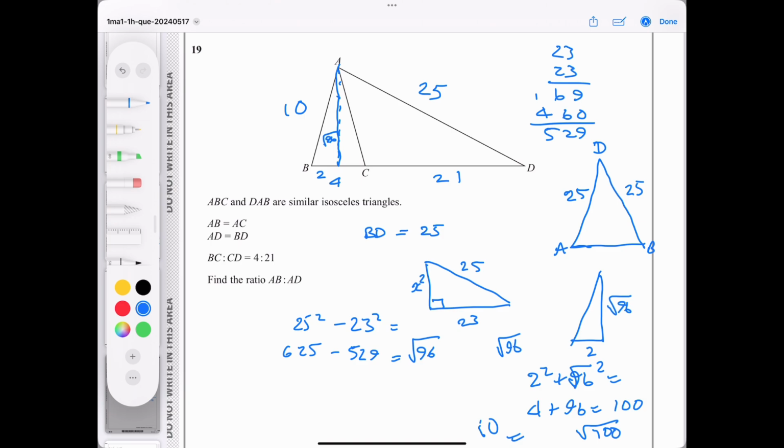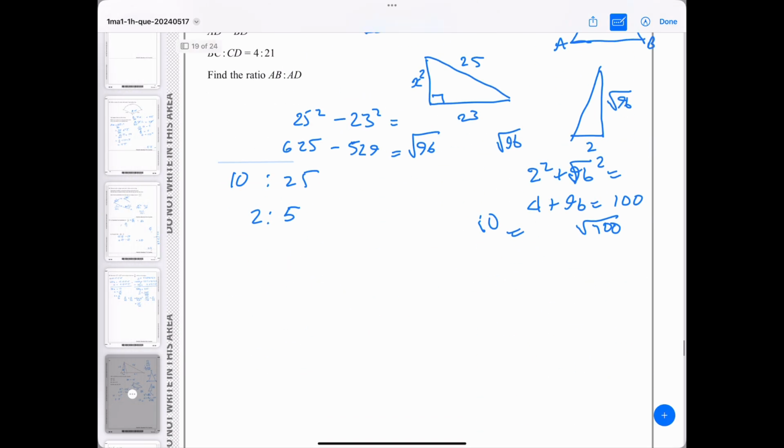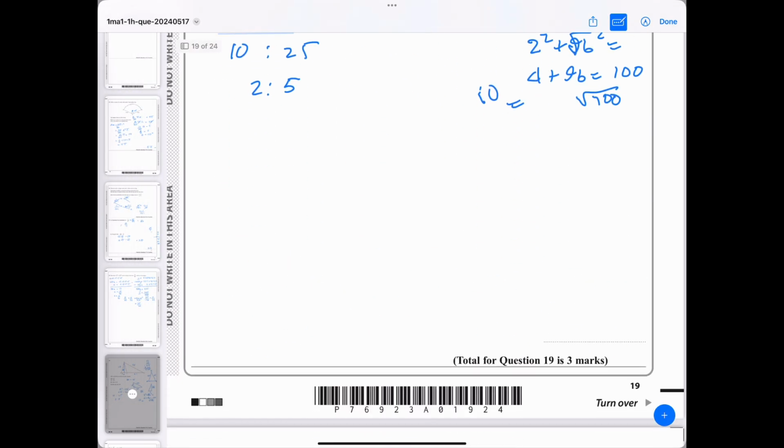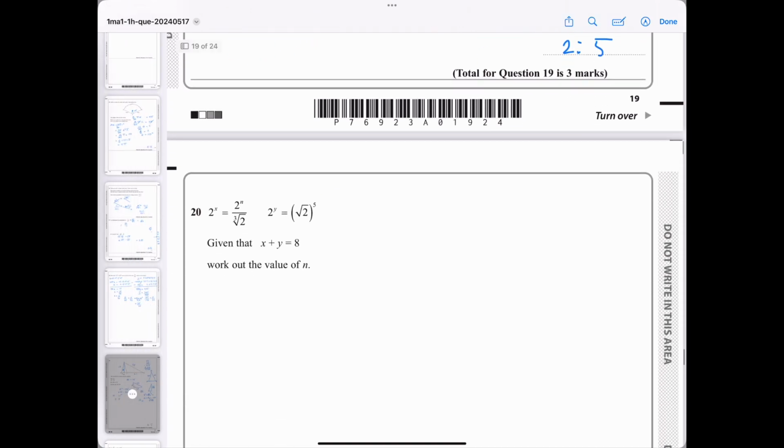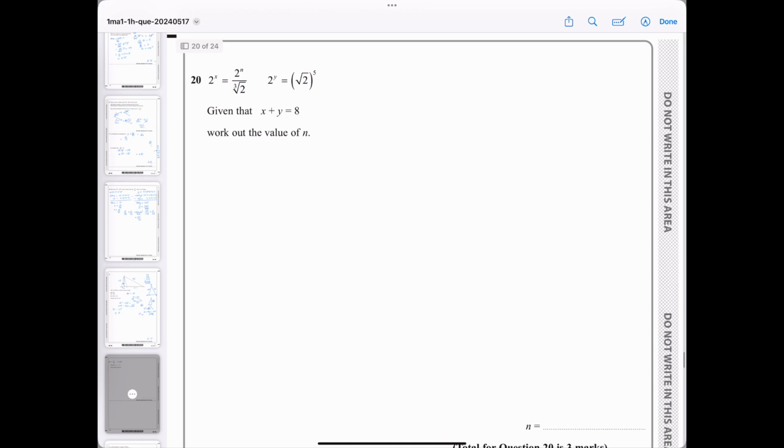So what have I got to find? So AB is 10, and AD is 25, and so it's 2 to 5. And I did actually have to do all that work, and it was only for 3 marks. Now maybe I just missed something there. I'm sorry if I did. I think I've just used too much time. So 1, 2, 3. Okay, I'm going to shush now.